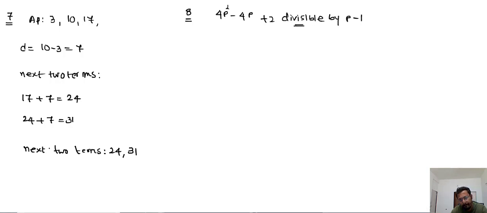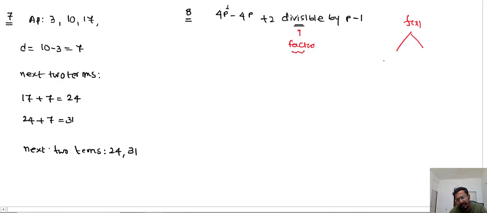You must keep one thing in mind. Suppose you have any polynomial in the form of f of x, and they use the words divisible by x minus a, or factorized by x minus a. They would use divisible or factor. So what you should do in both cases: the remainder of this polynomial at x equal to a is always 0. Whenever factor or divisibility is given to you, you have to take that term equal to 0 and find the value of x.